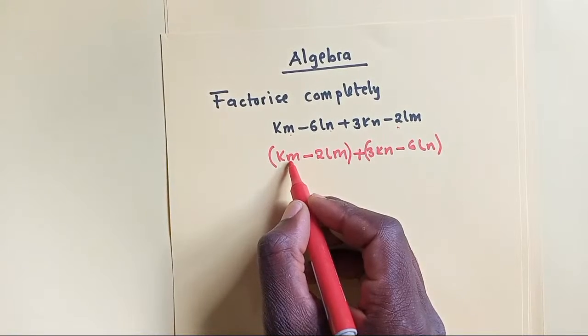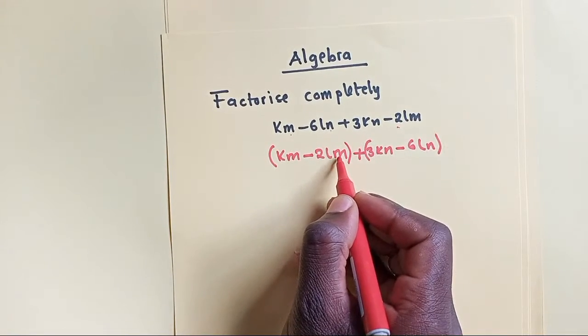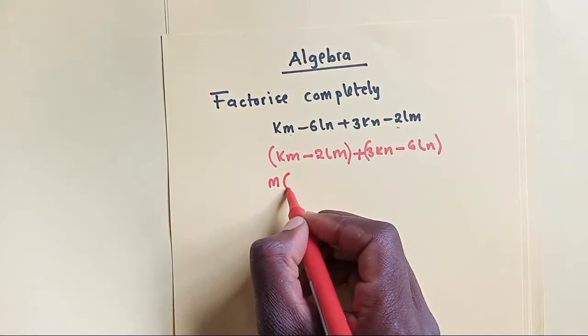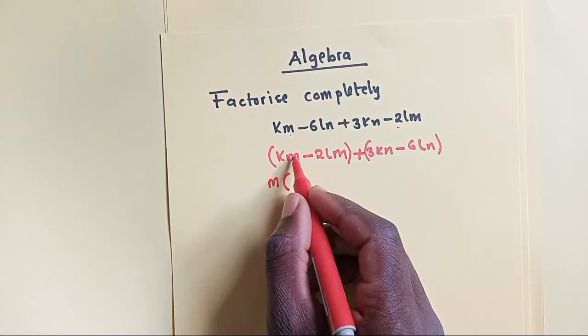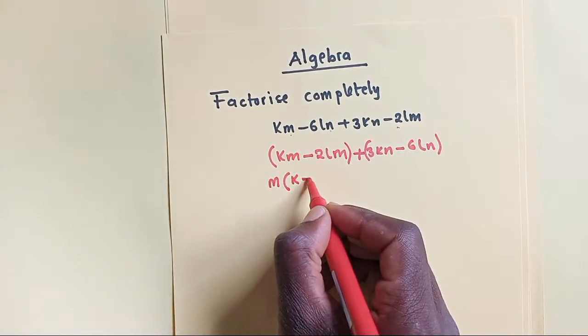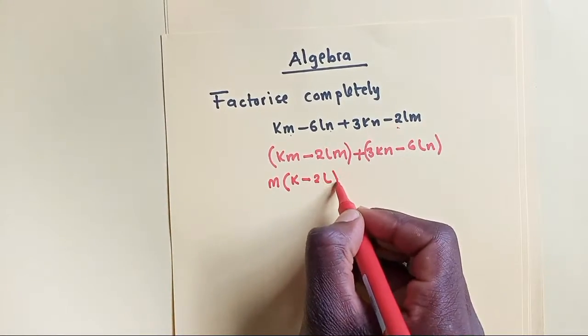So the m which is here and m here is common. So we can factor out m. When we factor out m here, what are we going to remain with? We just remain with the k. Here we remain with the 2l.